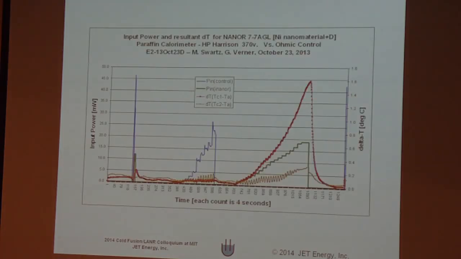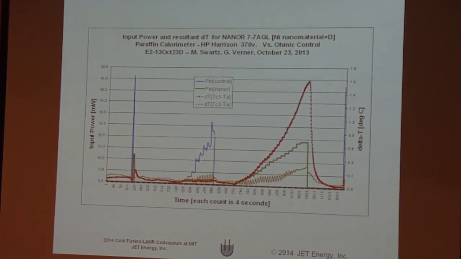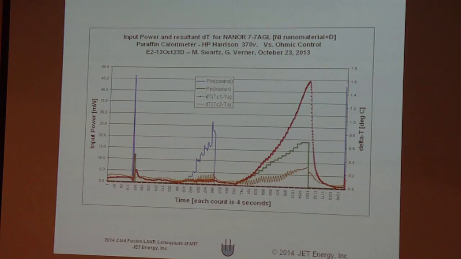But if you understand it and you know where to drive it, you have a chance of really coupling to the materials. Here's now one that's interesting. Nanor 7.7 has no PD in it. It's solely nickel. The one that we showed in Peter's lab during the IAP course was mixed palladium nickel with deuterium. This is solely nickel with deuterium. Here's our input to the OMA control.